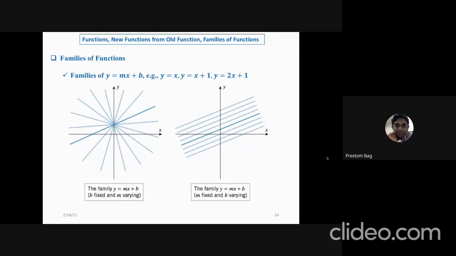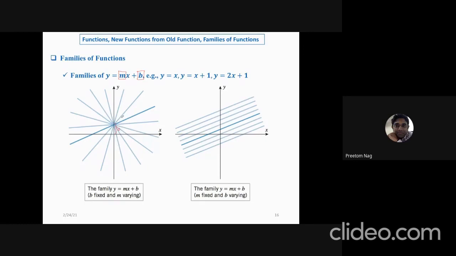So what is the shape of a linear function? Y equals mx plus b, or mx plus c, whatever you think, right? So y equals mx plus b. In this case, b is always considered to be the y-intercept and m is the slope of that straight line. So if I fix b, and if we change the values of m, then what will happen? So suppose this is b, the y-intercept, positive b.